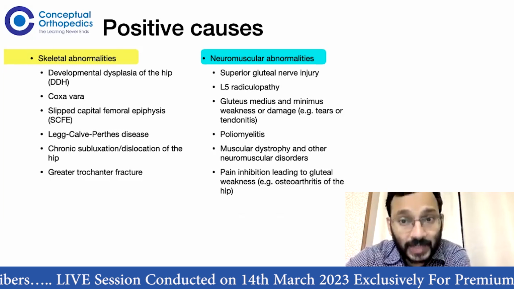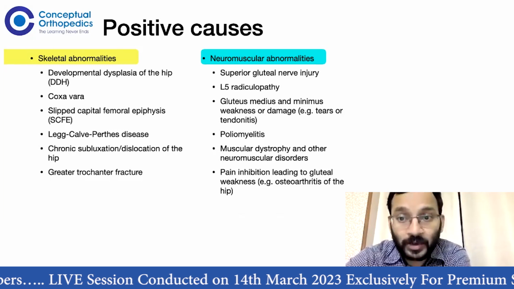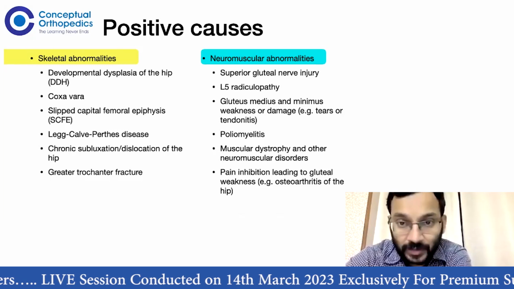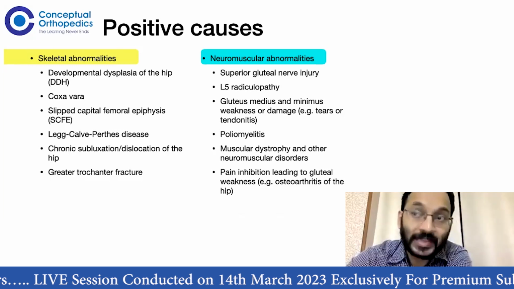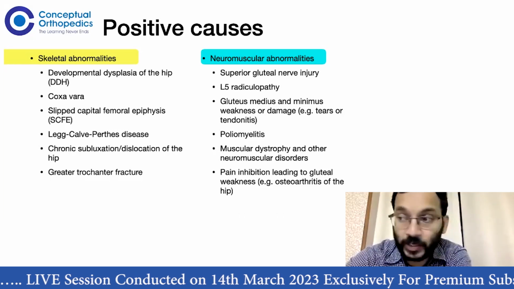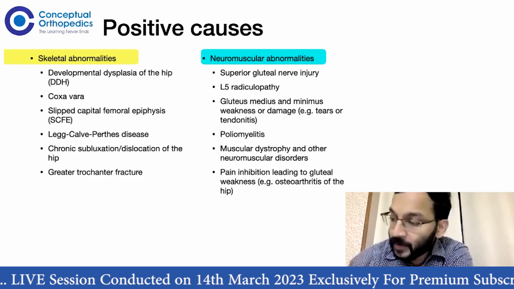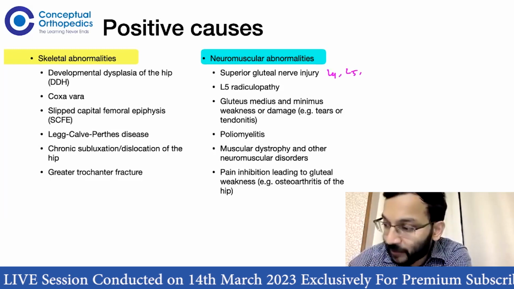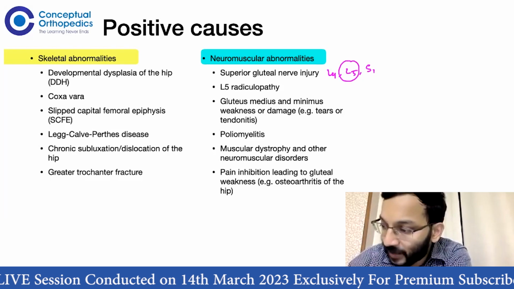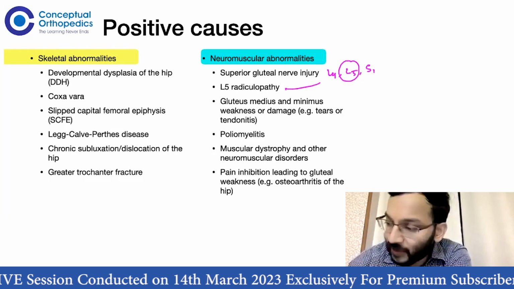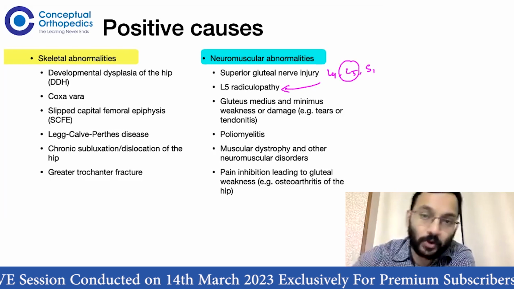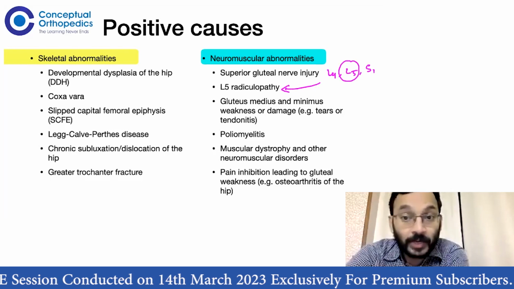What are the extraskeletal things? Superior gluteal nerve injury. Why this particular nerve and not any other nerve? Because the superior gluteal nerve supplies both the hip abductors, that is the gluteus medius and the gluteus minimus. And we know that the superior gluteal nerve has a supply from L4, L5 and S1 with L5 taking predominance. And that is why an L5 radiculopathy is also another cause for a positive Trendelenburg test.